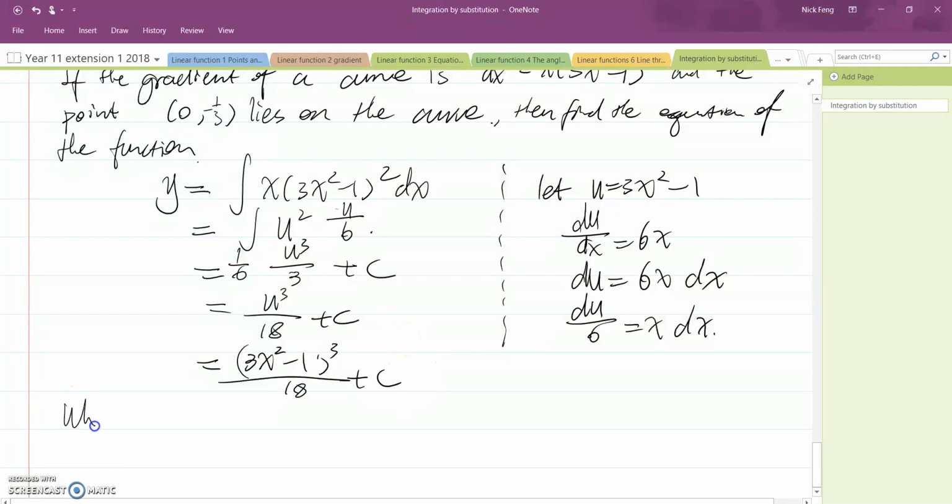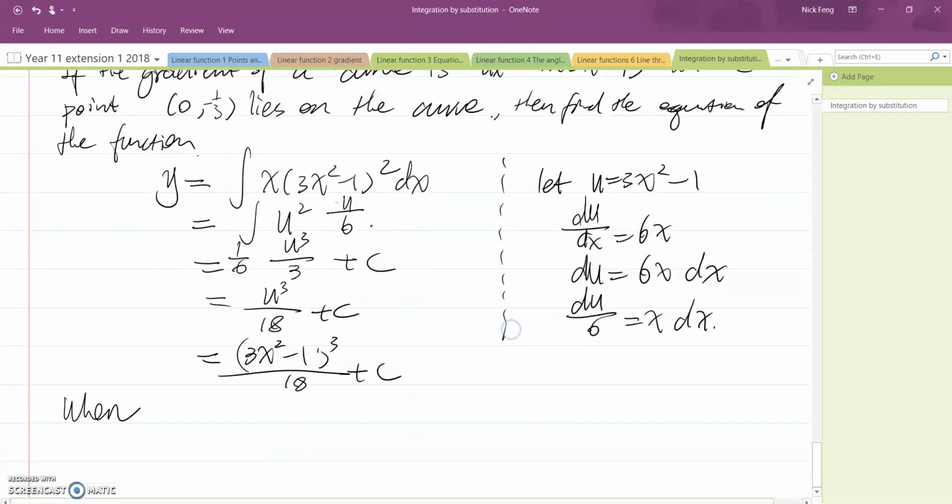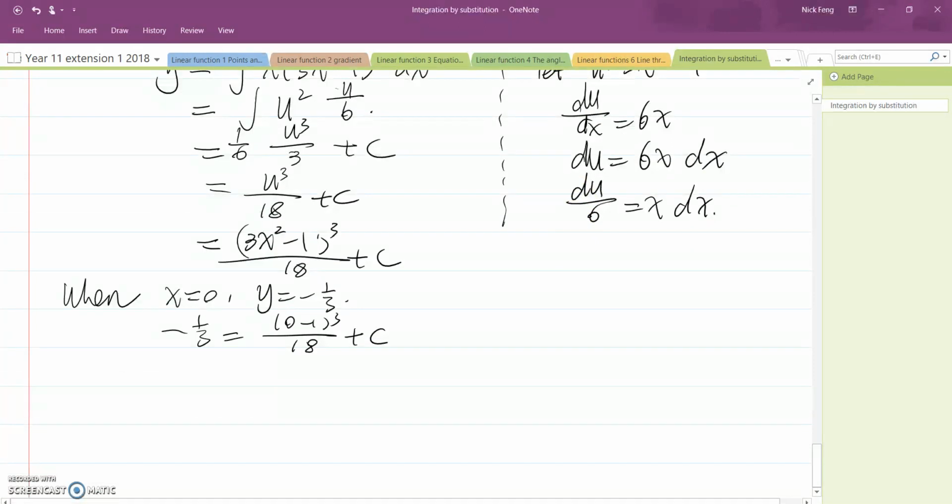So that is when, because it says it passes through the point 0, negative a third. In this case, that means when x equals 0, y equals negative a third. That is negative a third equals 0 minus 1 cubed on 18 plus c. So therefore that one is negative 1 on 18 plus c. c equals negative third plus negative 1 on 18. So that becomes negative 2 on 18. That is negative 1 on 9.